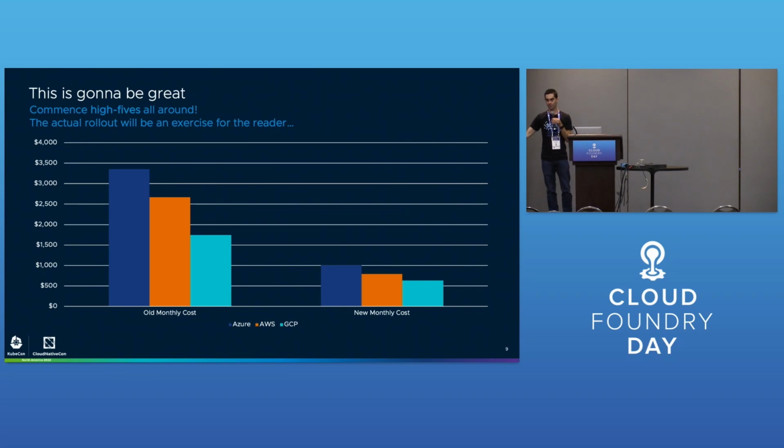High fives all around. We'll just roll out these new sizes, and we'll just leave that little implementation detail for the reader. And look at this great cost savings we're going to get here. Those graphs are definitely lower on the right. Now we actually have to roll this out.